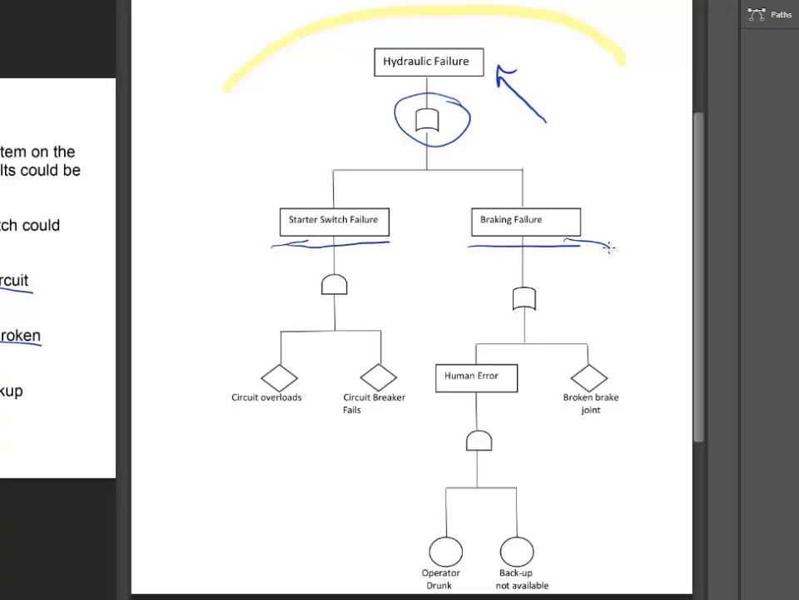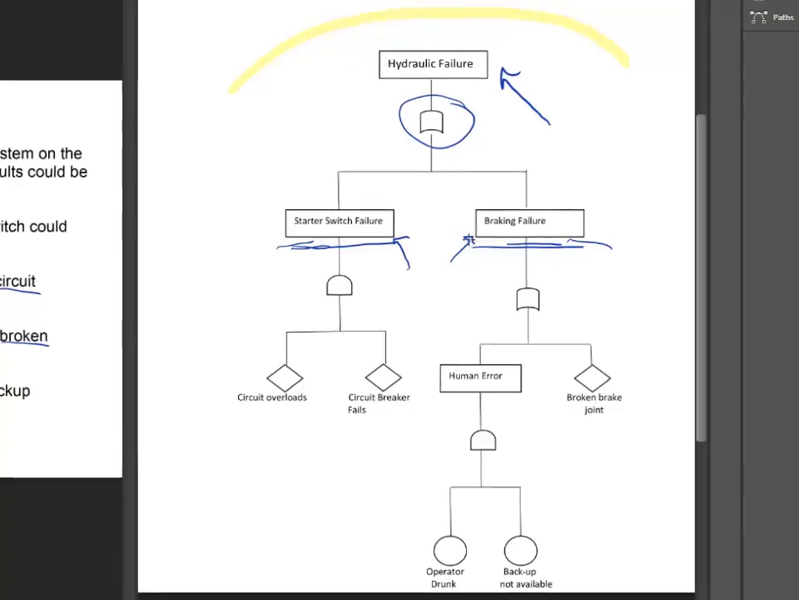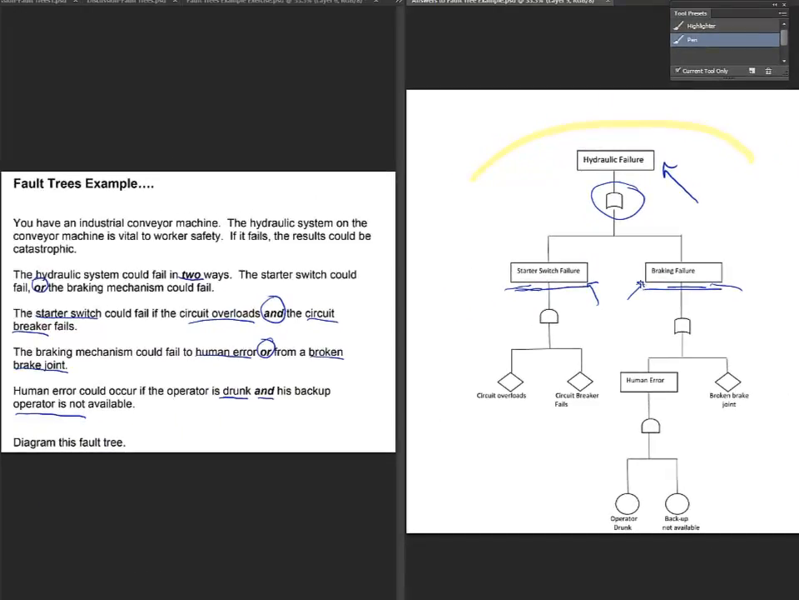Now obviously it's simplified for discussion purposes, but what this says is that this could fail or this could fail, and they're separate. They don't have to act together to cause the failure. But we have a rectangle for each of these events because we're going to look at them further. So the next thing, let's look at the starter switch and how I described it over here, could fail in two ways. The circuit overloads and the circuit breaker fails.